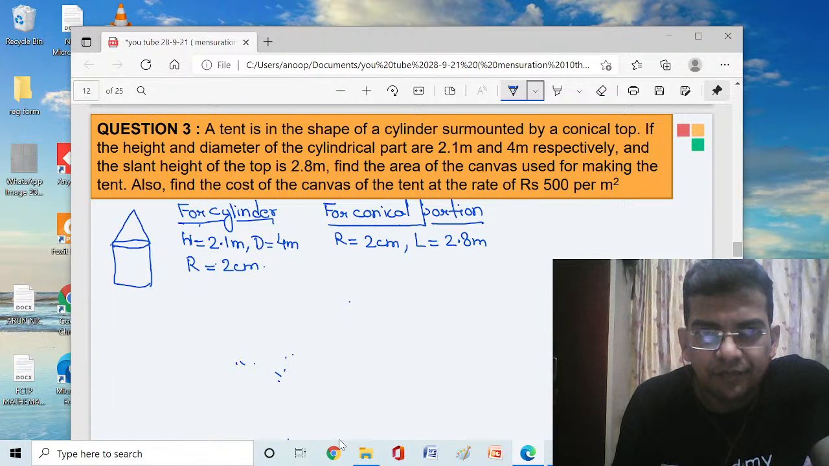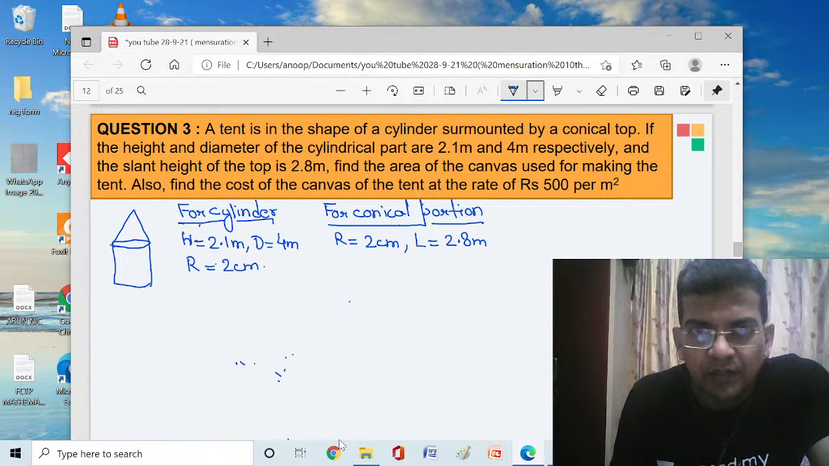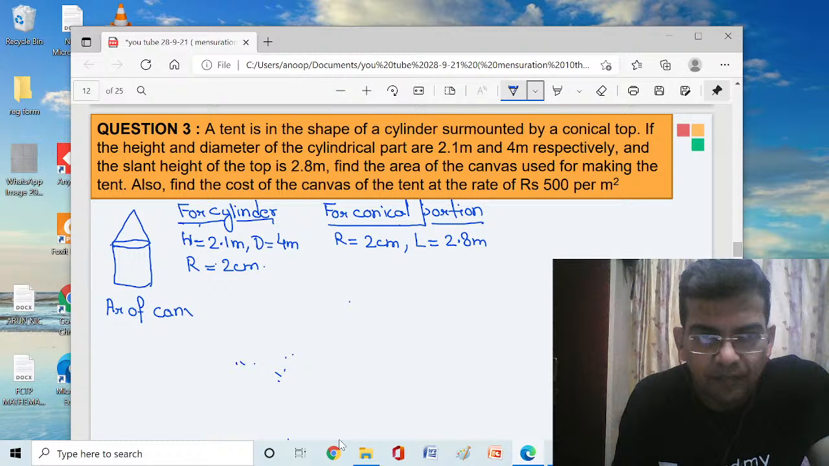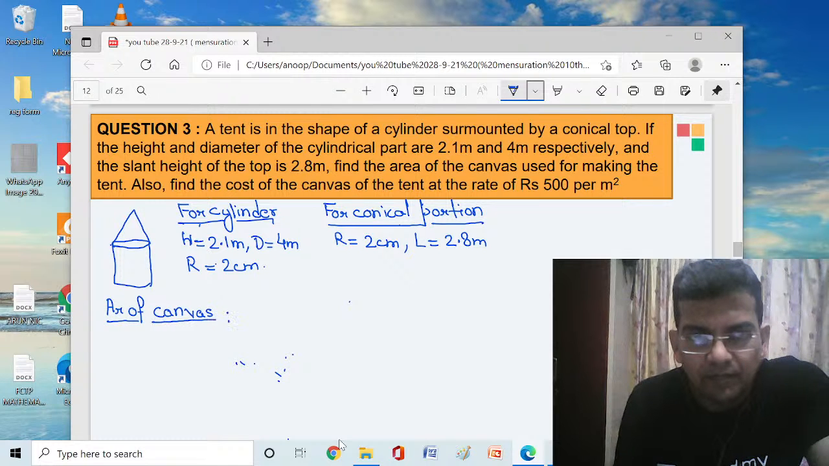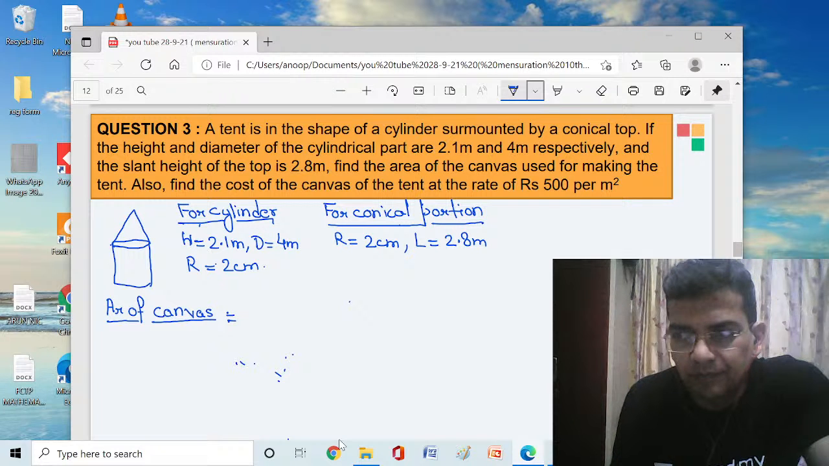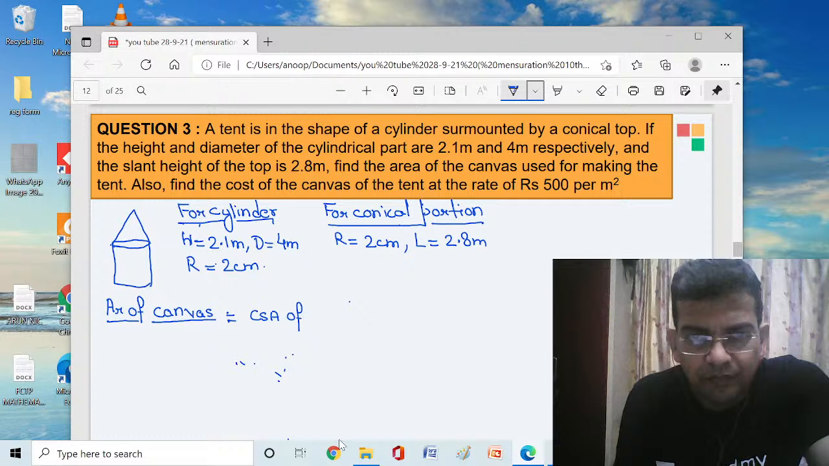Okay, so here we need to find the area of canvas. So canvas will be used on the curved surface area of cone plus curved surface area of cylinder.